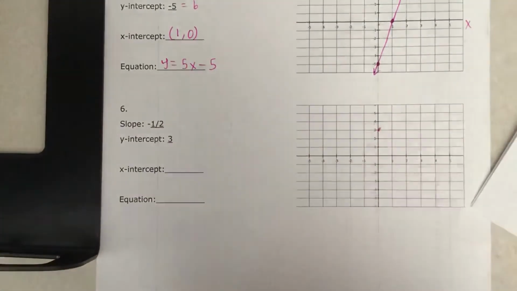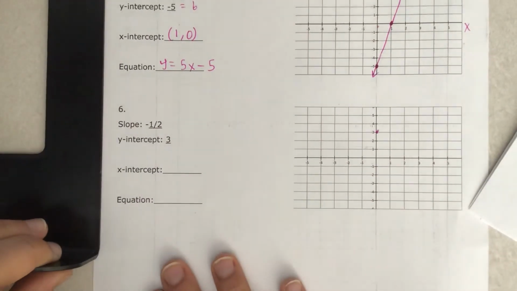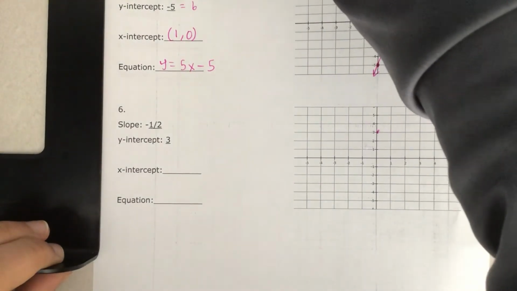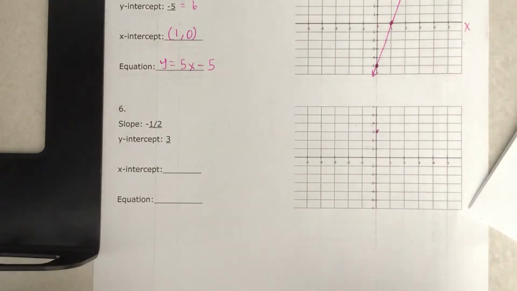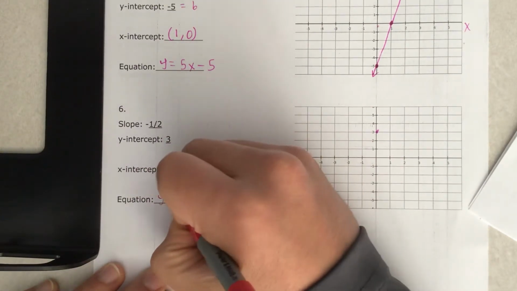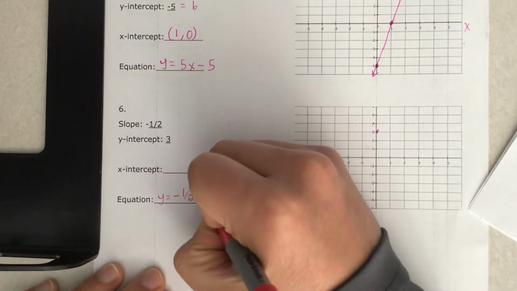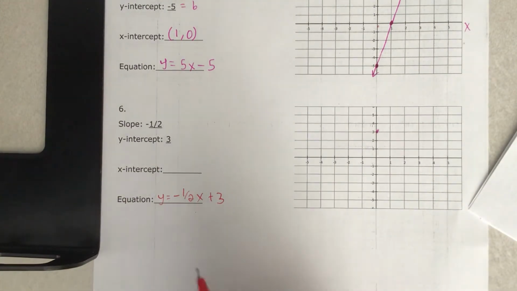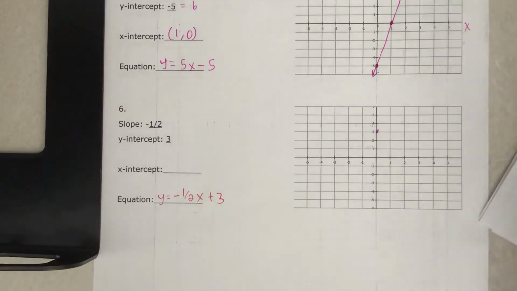Okay, why can't that fit? There we go. 6 is good. So for 6, my slope is -1/2, and my y-intercept is 3. Let's write our equation first. So I put it all together: y equals -1/2 x plus 3. Okay, that's the equation. Again, I cannot tell what the x-intercept is, so we have to graph.